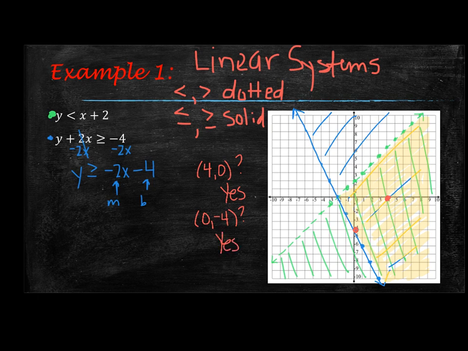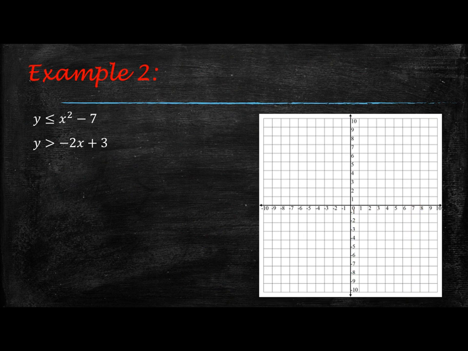If the point was on this dotted line over here, so if I chose that point right there, 2, 4, that is actually not a solution because it's landing on that dotted line. So if it lands on the dotted line, it is not a solution. All right, moving on to example 2.